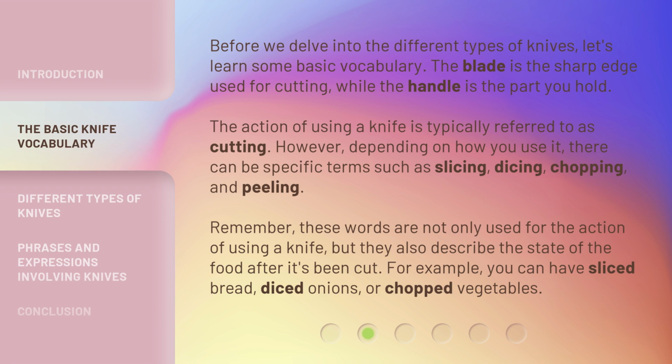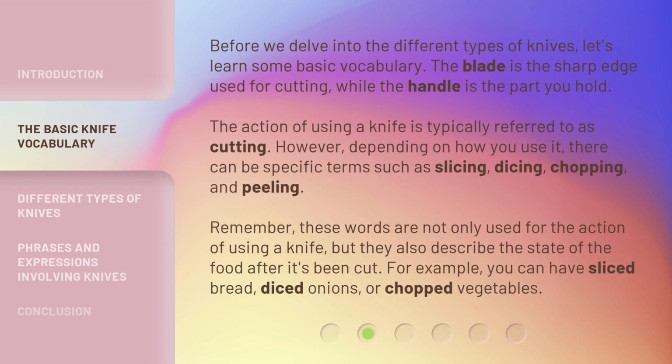Before we delve into the different types of knives, let's learn some basic vocabulary. The blade is the sharp edge used for cutting, while the handle is the part you hold. The action of using a knife is typically referred to as cutting. However, depending on how you use it, there can be specific terms such as slicing, dicing, chopping, and peeling.